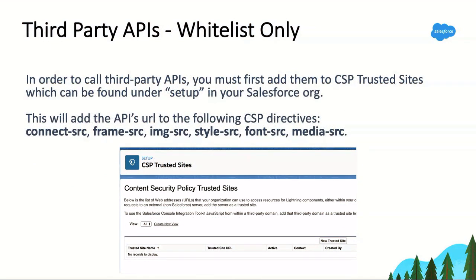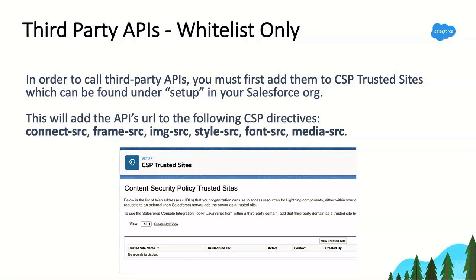Third-party APIs are available for Salesforce developers to consume, but they're available on a whitelist basis. This means if you want to make use of Twilio's API to send some spam phone calls, you probably shouldn't do that. If you want to make use of Twitter's API to automate some of your social media, anything like that, you can do it. You just have to go to setup in your Salesforce org, and from the setup, you can add URLs that will be whitelisted by CSP.